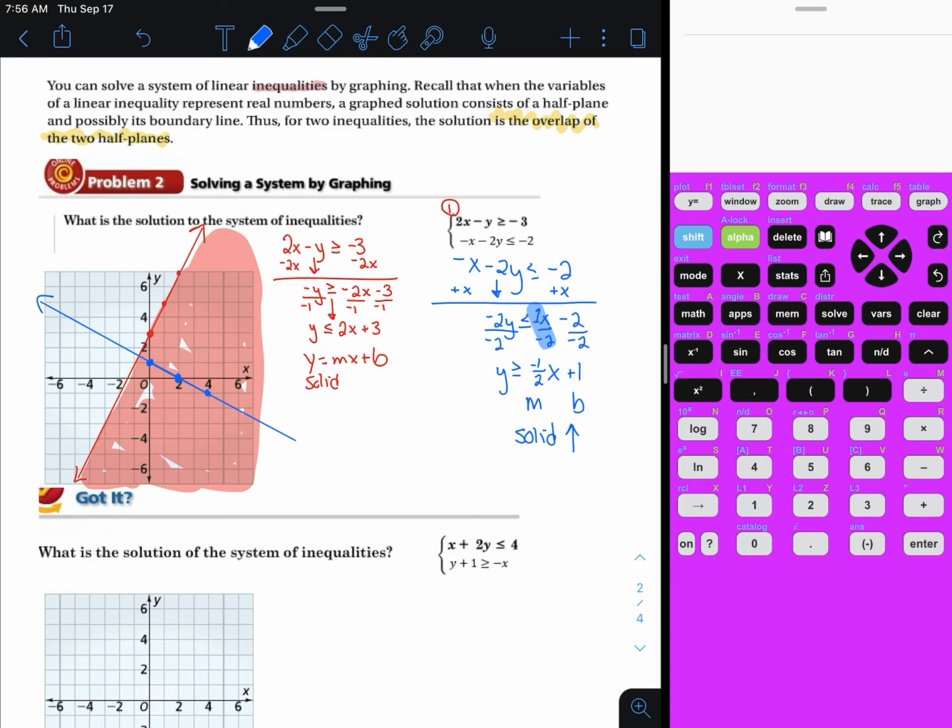It's a nice feature on Notability. Now I'm going to shade above. So just look at your blue line. If you put your pen on the blue line, go up. Everywhere above the blue line is going to get shaded.